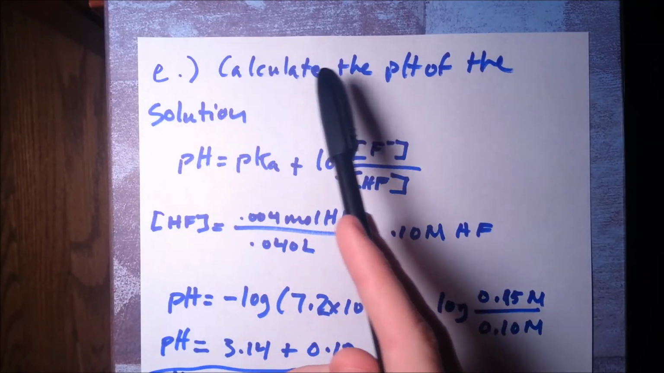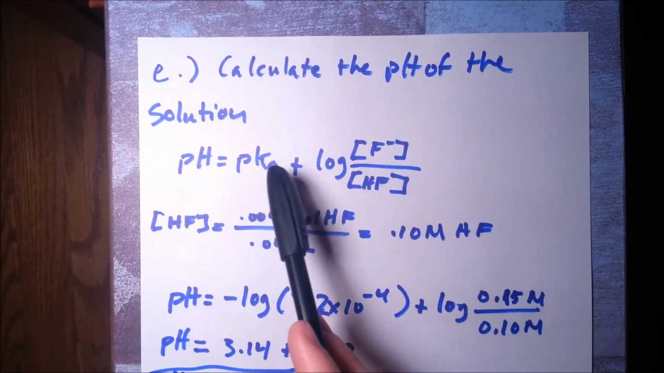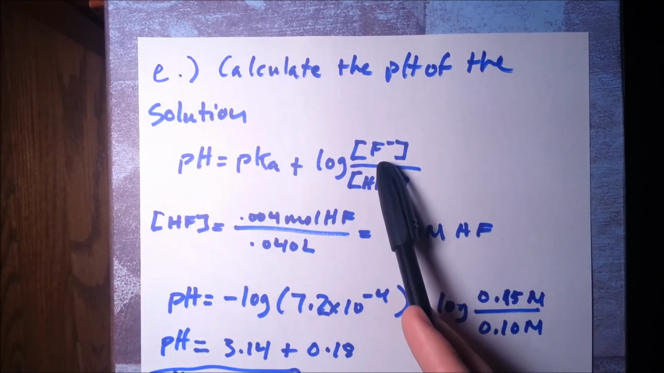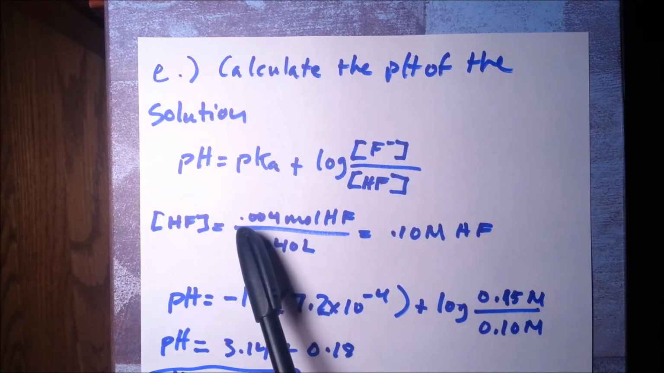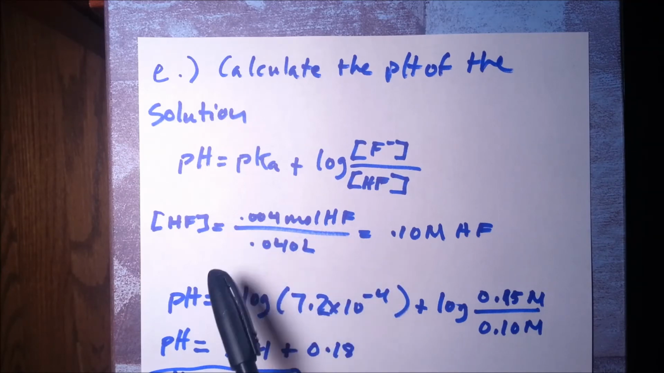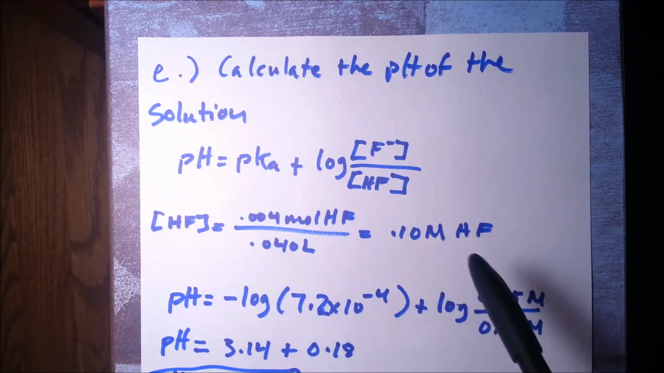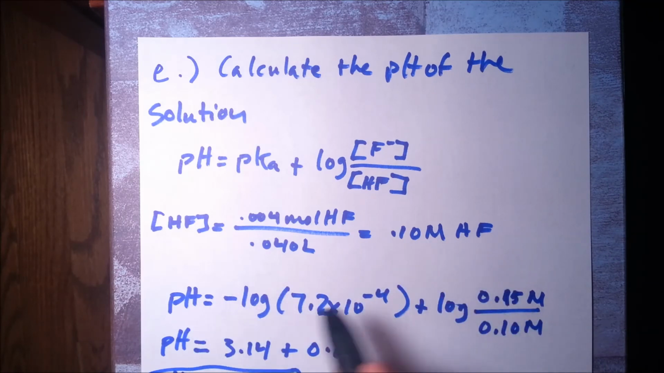Question E, to calculate the pH of the solution, use the Henderson-Hasselbalch equation, so pKa plus log of F minus over HF. So you have the 0.04 moles of HF over 0.04 liters to calculate the molar concentration, and then plug that in.